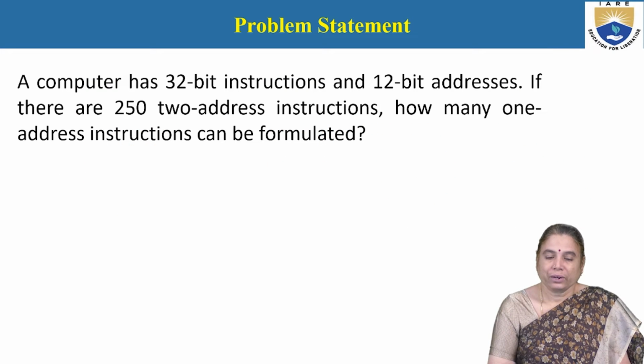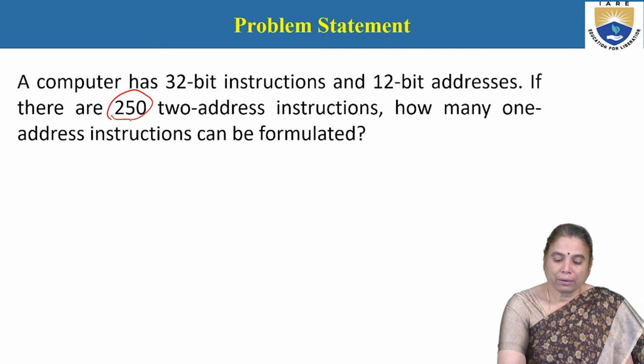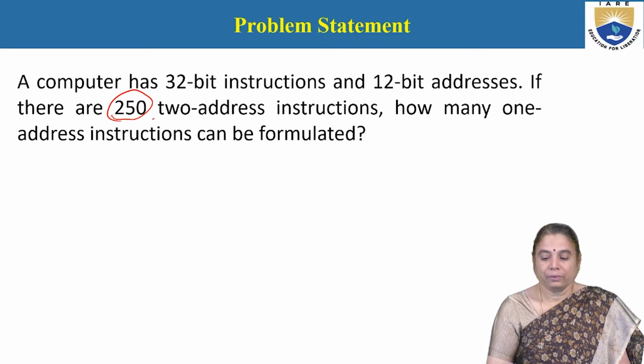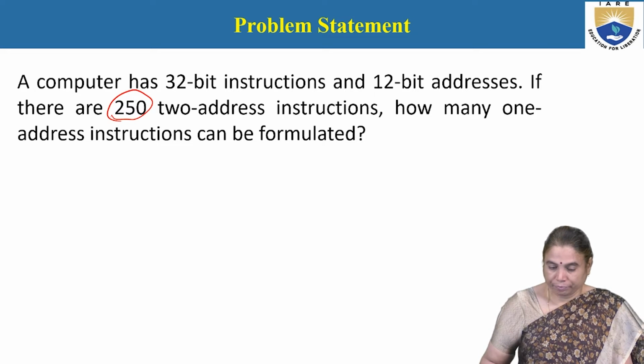Next problem statement: a computer has 32-bit instructions and 12-bit addresses. If there are 250 two-address instructions, how many one-address instructions can be formulated? So the total number can be 250 with 2 address instructions. So how many one-address instructions can be formulated?